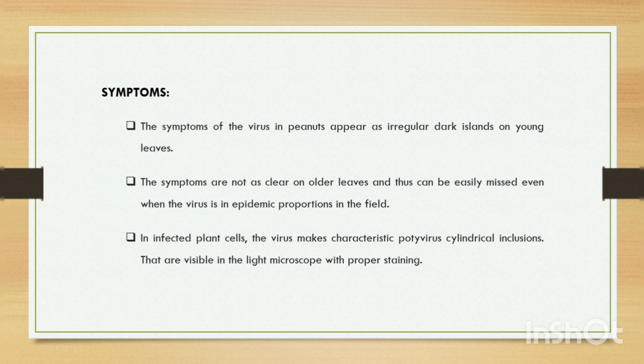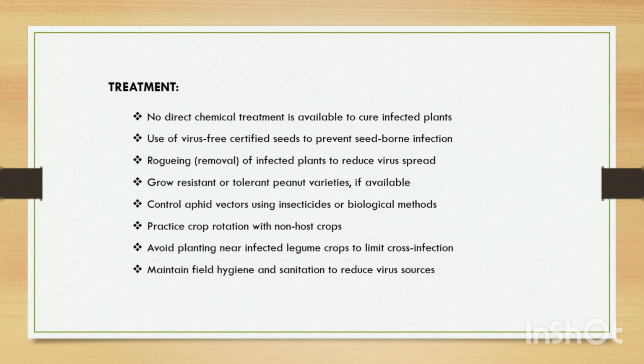Symptoms. The symptoms of the virus in peanut appear as irregular dark patches on young leaves. The symptoms are not as clear on older leaves and thus can be easily missed even when the virus is of epidemic proportion in the field. In infected plant cells, the virus makes characteristic spotty cylindrical inclusions that are visible in the light microscope with proper staining. Treatment: no direct chemical treatment is available to cure infected plants.